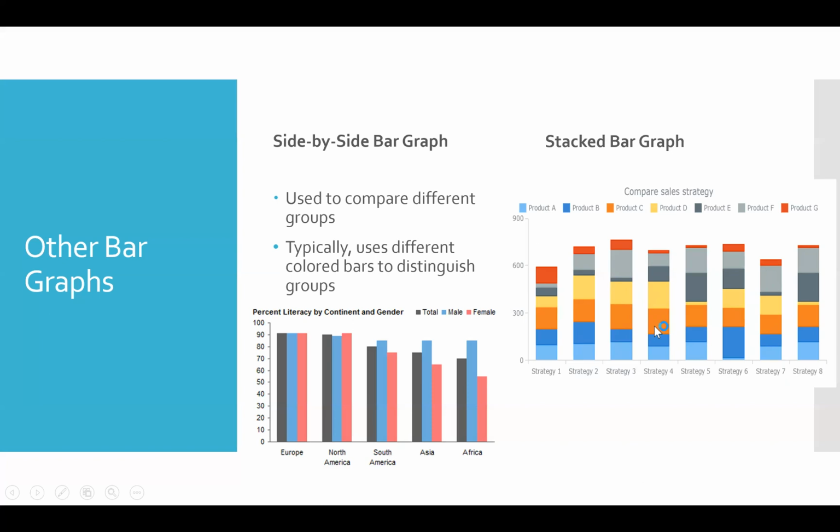So there are different forms of a bar graph, and you have to look and think about what you're trying to do. Do you need to be able to compare different groups, or look at the part to the whole? That's probably a good option for the stacked.